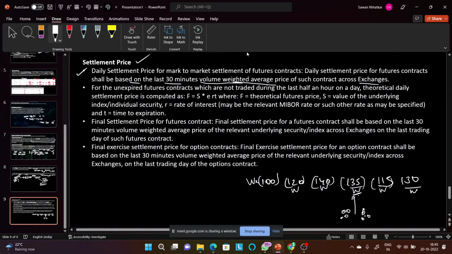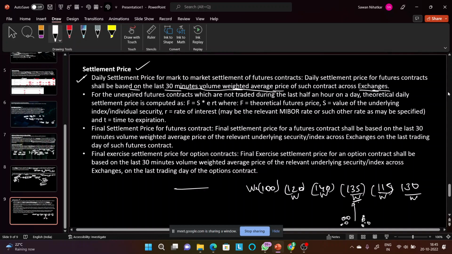The daily settlement price for futures contracts shall be based on the last 30 minutes of volume weighted average price for such contracts across exchanges. Now in the exam, let's say such a question comes: what should be the daily settlement price for futures contracts? So if you get this option, last 30 minutes VWAP for such contracts across exchanges, then that should be your correct answer. लेकिन अगर ये option आपको नहीं mention किया हुआ है, act smart.